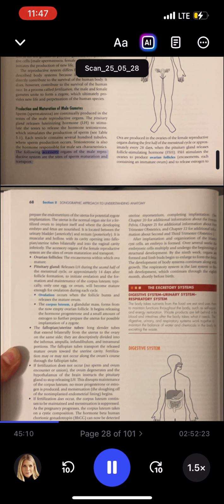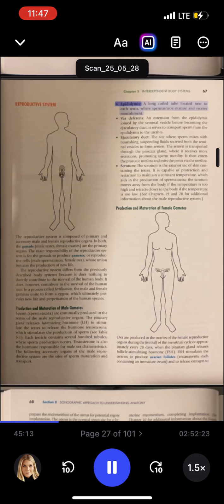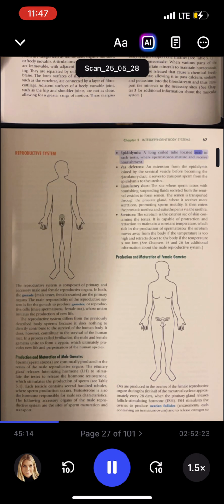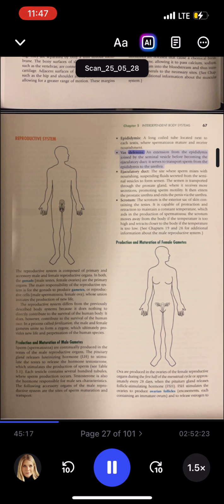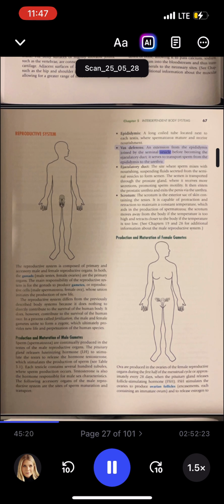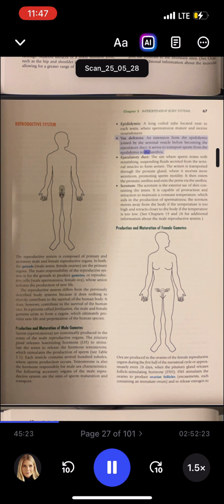The following accessory organs of the male reproductive system are the sites of sperm maturation and transport: epididymis, a long coiled tube located next to each testis, where spermatozoa mature and receive nourishment. Vas deferens, an extension from the epididymis joined by the seminal vesicle before becoming the ejaculatory duct. It serves to transport sperm from the epididymis to the urethra.